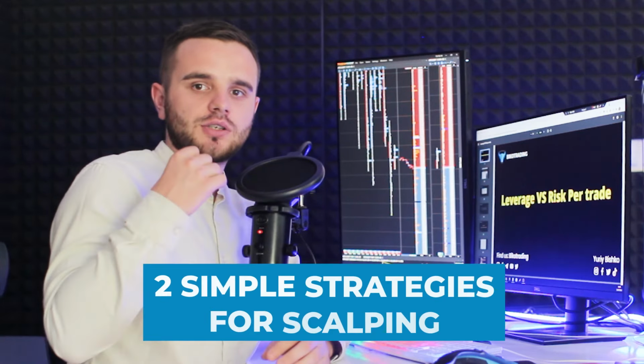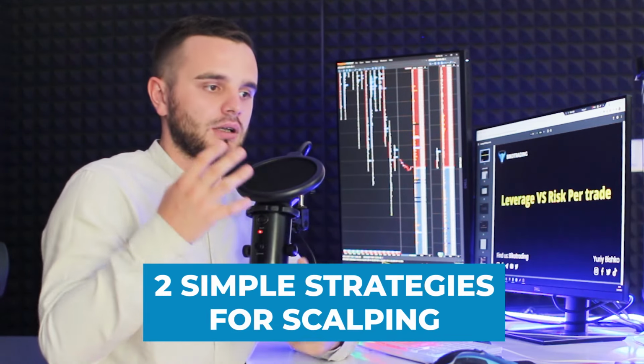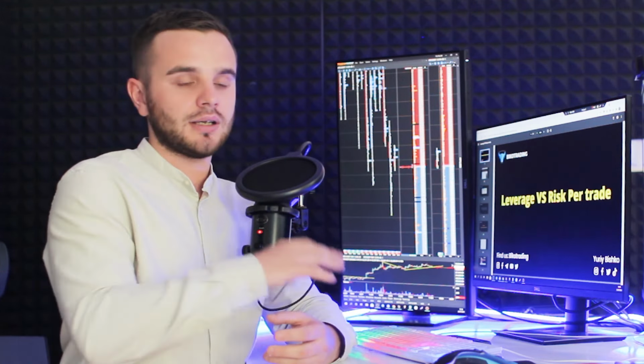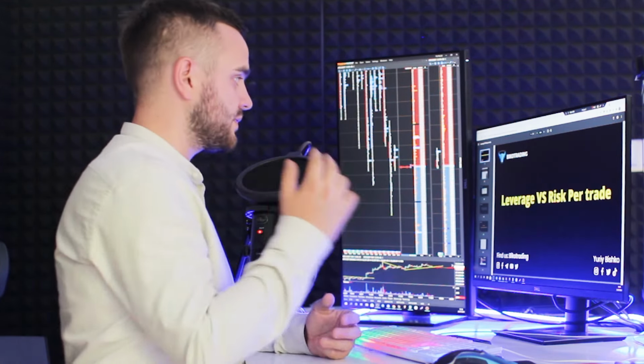Leverage versus risk per trade. What's the difference and how to use it in crypto trading, Bitcoin trading, Ethereum and other places? Let's start and let's find out.